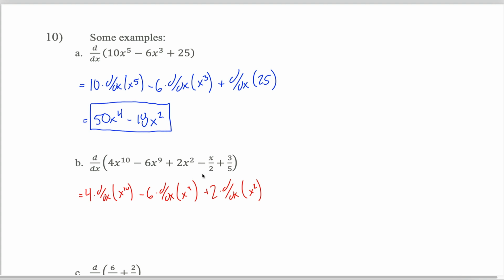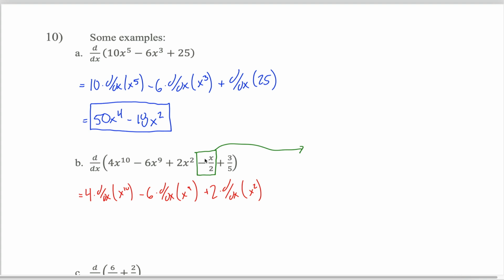But when we get to this next term, negative x divided by 2, you might be thinking, wait, I don't have a rule for taking the derivative of a quotient, something divided by something. That's true. So what do you do when you're supposed to take the derivative of something that you don't have a rule for? Well, the only trick we've seen so far is to rewrite this in a form that's conducive to the rules that we do have. This is where algebraic skills come in so handy.